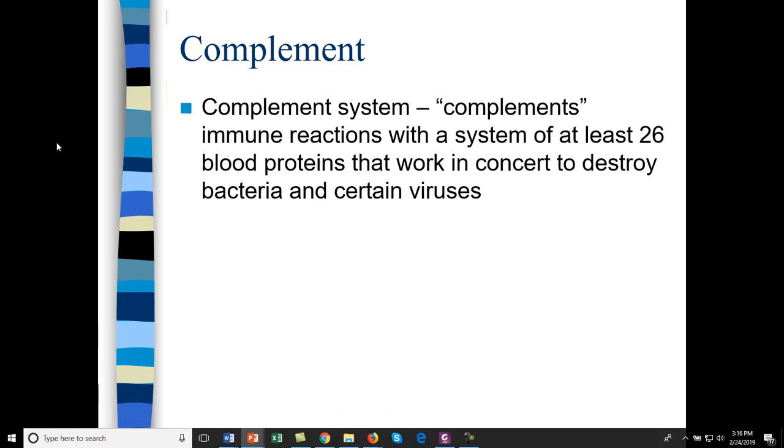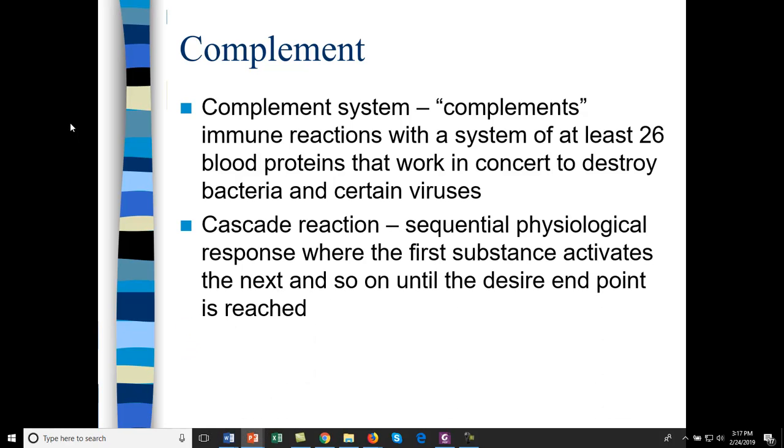This is a system that's called complement because it actually complements, or runs synergistically with, immune reactions. The complement system is about 26 different blood proteins. They start out as zymogens, and then they're activated through the complement cascade. They will work to destroy bacteria and certain viruses, and they will also clean up the mess. The complement system will dissolve residue from the immune system fighting against pathogens.